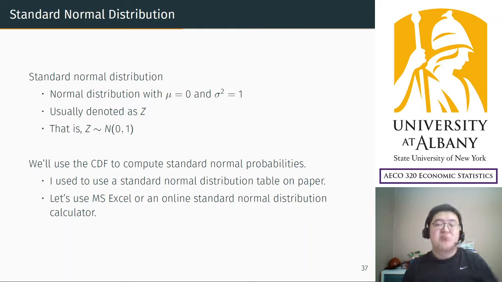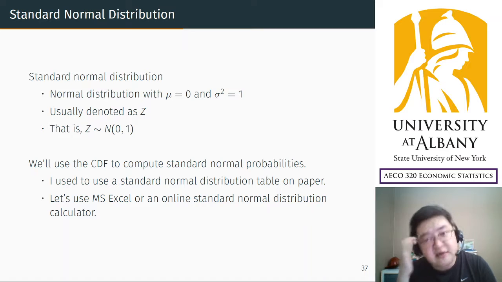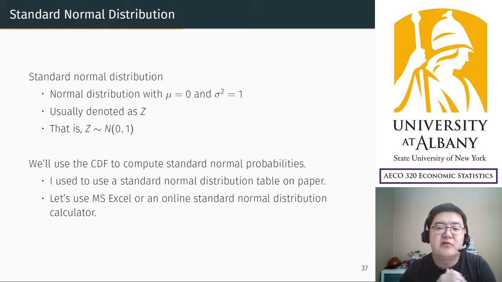Anyhow, the basis of the normal distribution is the standard normal distribution. The normal distribution is parameterized by the mean and the variance, and the standard normal distribution refers to the normal distribution with these standard parameter values. The mean equals 0 and the variance equals 1, which implies the standard deviation is 1. So mean 0 and standard deviation 1.